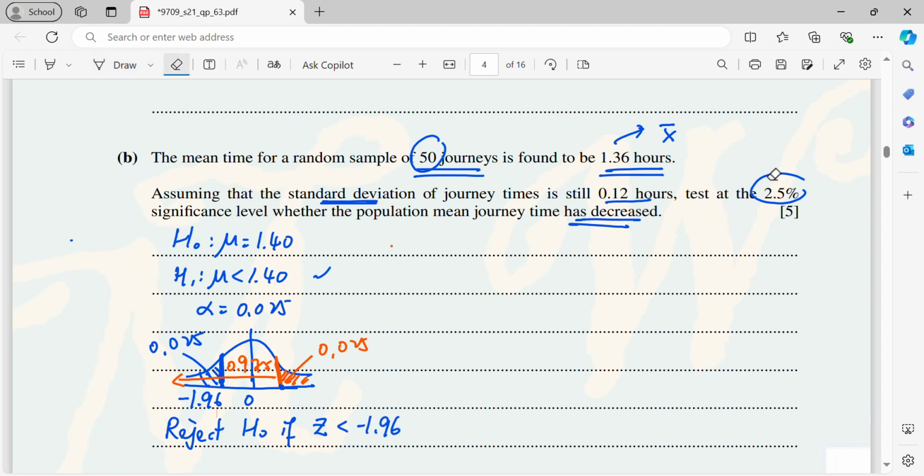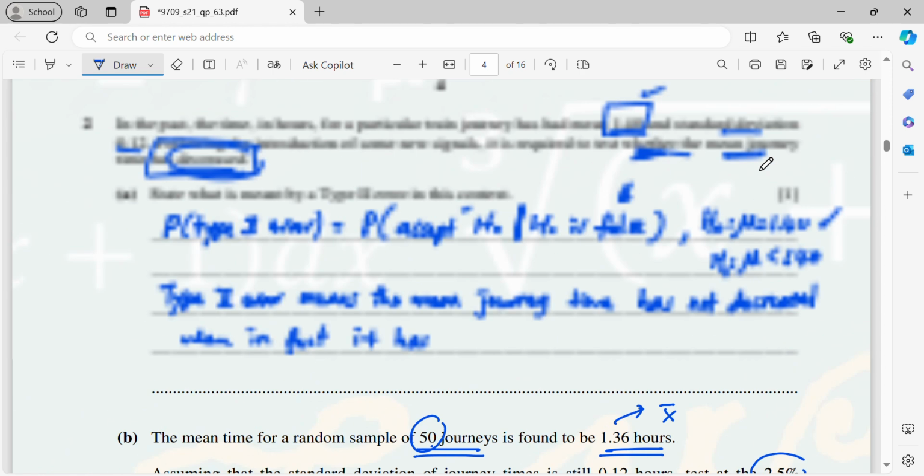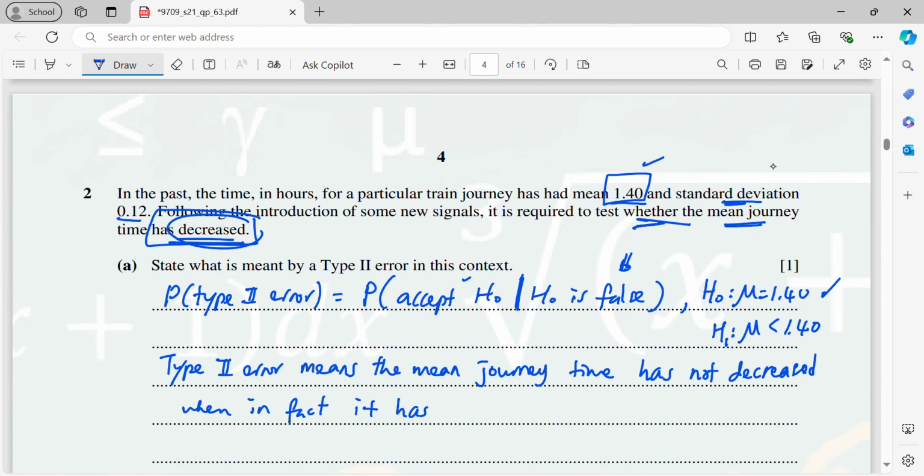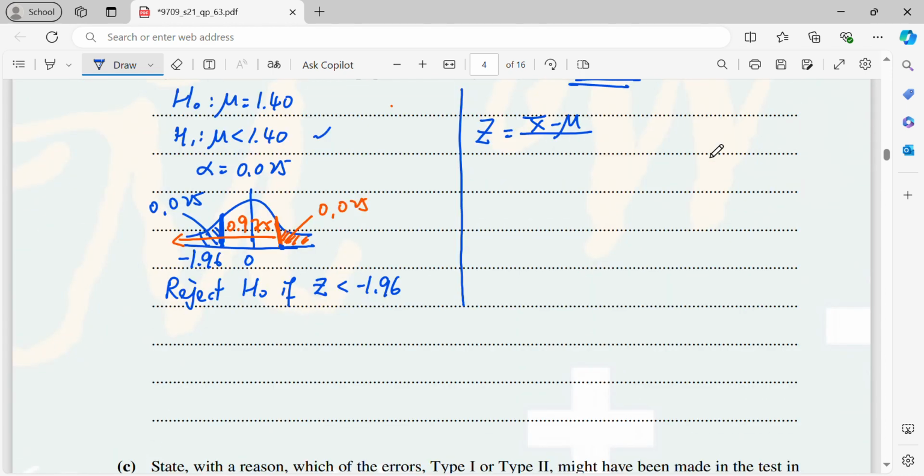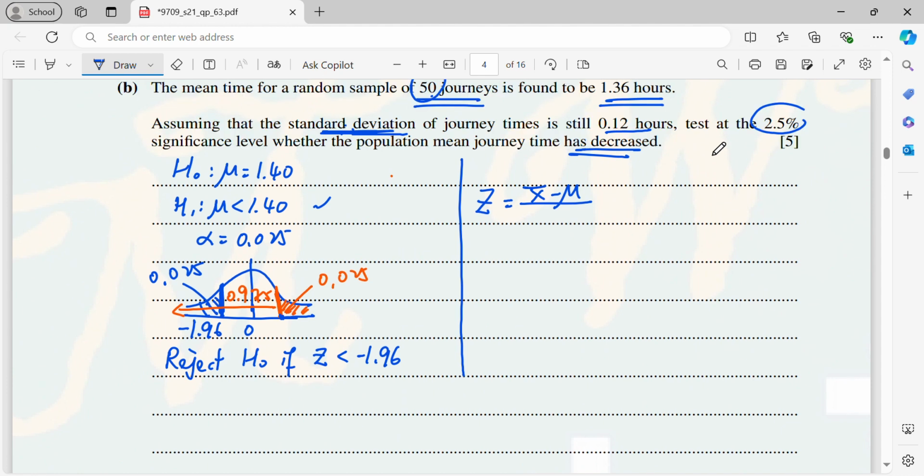Now we need to do the calculation, so I'll do it side by side. My calculation is Z equals X bar minus mu over standard deviation, which is given as 0.12. Sigma over, this was supposed to be 50 journeys. The standard deviation given is the population standard deviation, that means it's sigma. So I will write sigma over square root n.